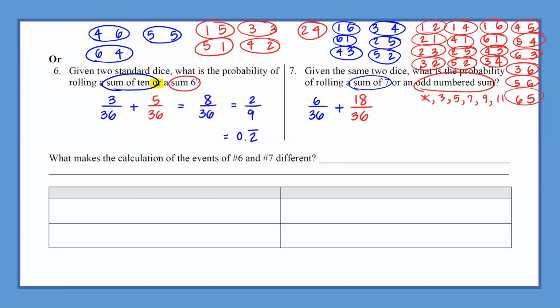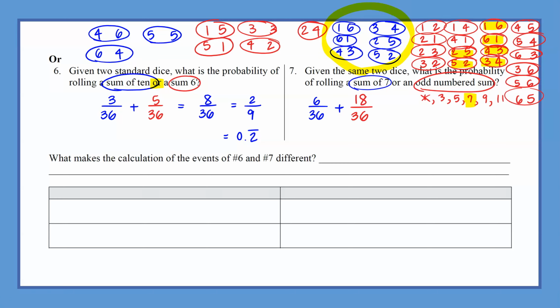However, I can't just add these two probabilities together. Odd numbered sums also include sum of 7. So what I've done is repeated some of the outcomes. The 2, 5, 5, 2, 1, 6, 6, 1, 4, 3, and 3, 4 were already listed in the previous event.